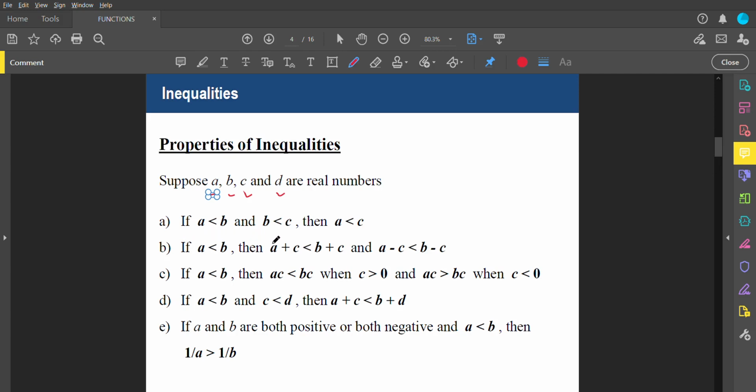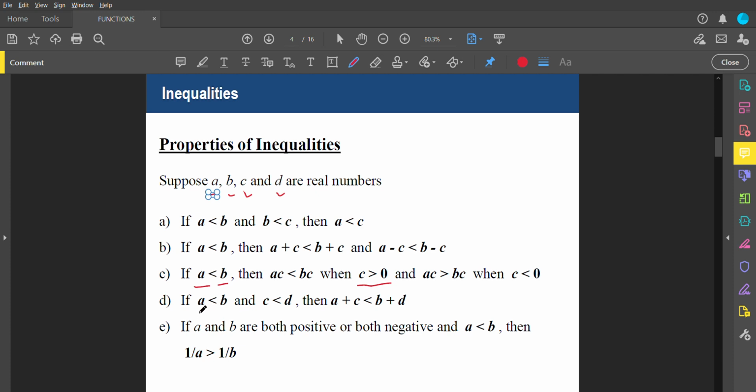It says here, if A is less than B and B is less than C, then A is less than C. This is the ordering principle. And then the second one: if A is less than B, then A plus C is less than B plus C, and A minus C is less than B minus C. And the third one: if A is less than B, then we have the multiplication AC and the multiplication BC. So we multiply both sides by C, and we get AC less than BC when C is greater than 0. And we change the direction of our inequality: AC greater than BC when C is less than 0.